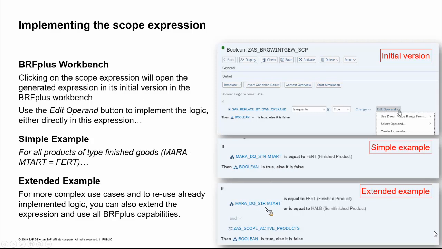Or you can also combine this with other features, like whether the material type is equal to third or equal to half, so both product types will be in the scope of the rule, and you have an additional BF+ expression that depends also on the division or material group or other fields.